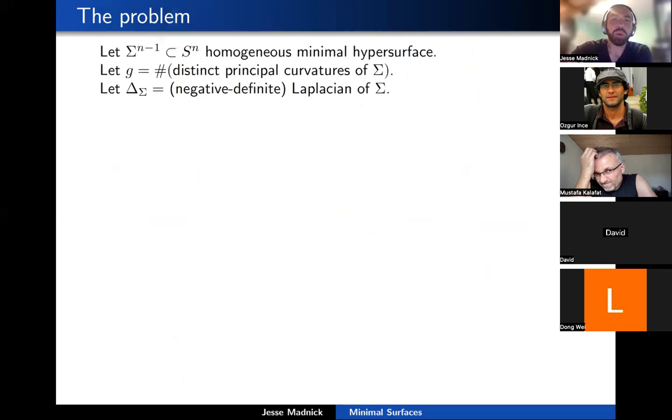Okay, so the problem at hand is this. We're restricting to the homogeneous setting now. So we have our homogeneous minimal hypersurface, sigma, compact, I should say, and oriented. G is the number of distinct principal curvatures of sigma, and delta sigma denotes the Laplacian of sigma. And my convention is that the Laplacian is negative definite.